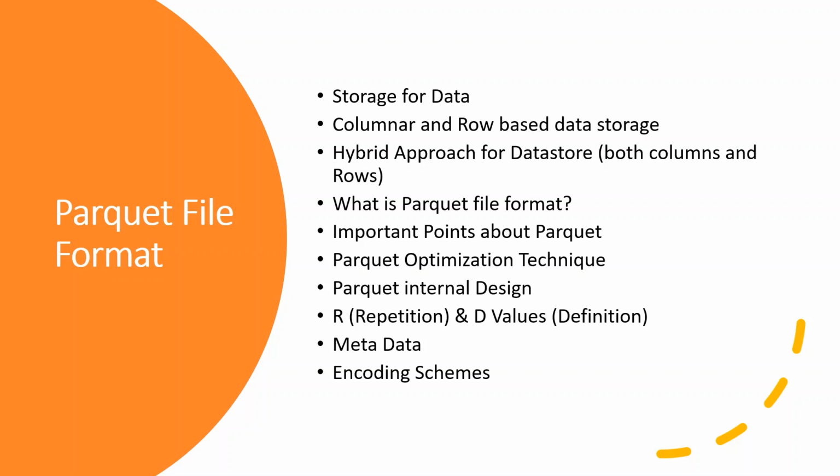Before going on to the business use case, these are the topics we have to cover. First, we'll talk about the value of storage for data, and then columnar and row-based data storage. Third, we'll cover the hybrid approach for data store, and then we'll discuss what the Parquet file format is, important points about the Parquet file, Parquet optimization techniques, and then the Parquet internal design, including some of the R&D values, metadata, and the encoding schema. So let's start with one of the business use cases, and we'll understand through that.